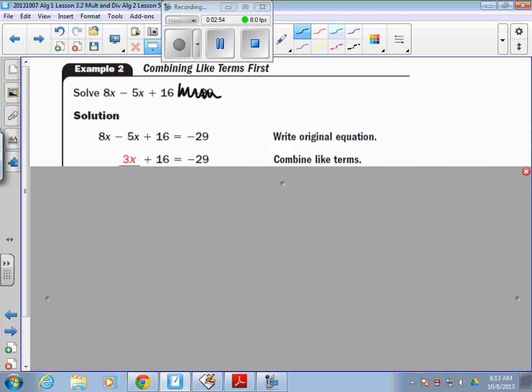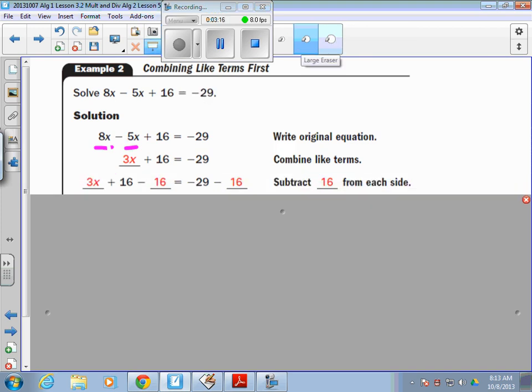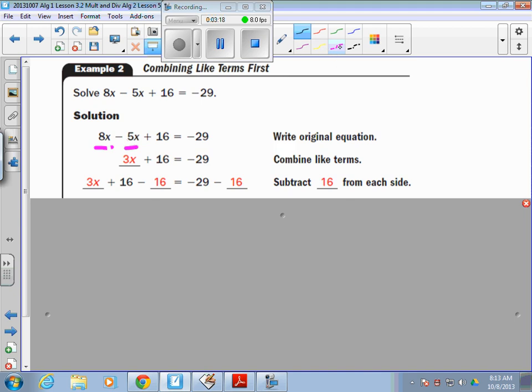So you combine 8x and negative 5x because there's no parentheses, there's no exponents, there's no multiplication and division that you can take care of, but you can add 8x and negative 5x, or you can subtract 5x from 8x, however you want to think about that. 8x combined with negative 5x is 3x. So then we have 3x plus 16 equals negative 29. Again, if the horizontal blanks mess with you, write it out here over on the side. 3x plus 16 equals negative 29.